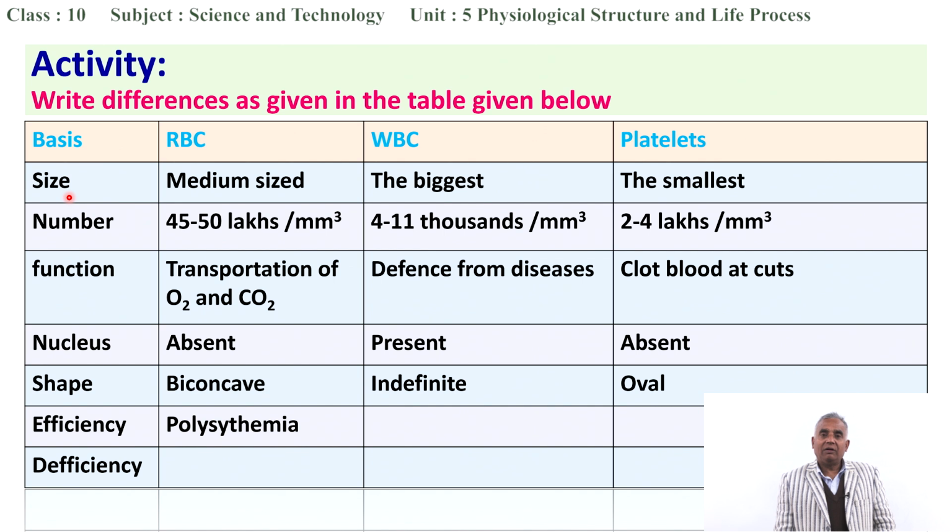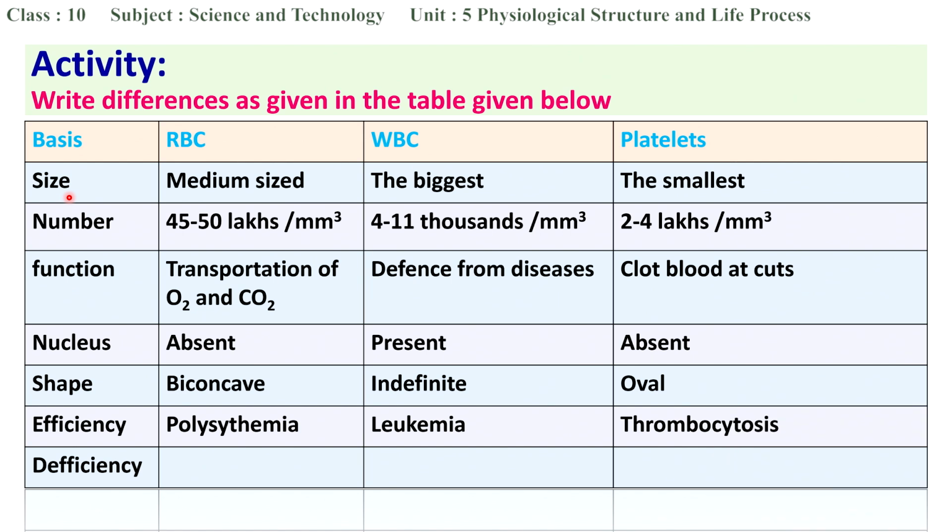So here polycythemia. And if WBC is efficient, then what happens? Leukemia. And in the case of platelets, what happens? Thrombocytosis or thrombocythemia. Deficiency: anemia, leukopenia and hemophilia. I think you did well.